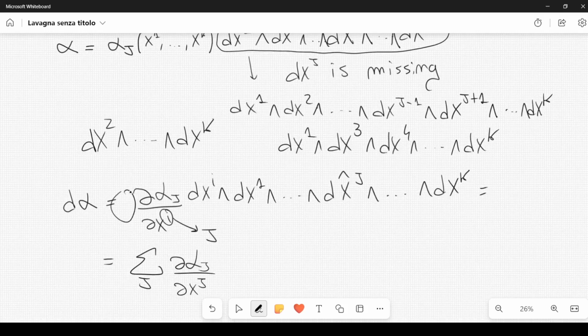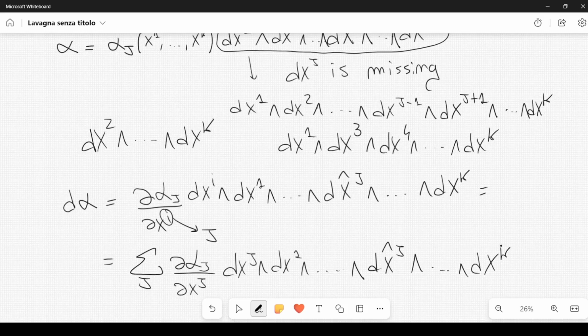Usually when I don't write summations, the indication that we need to sum over j is implicit in the fact that there is one lower index and one upper index. But when we have 3 indices, it's not so clear what we need to do. So I'm going to stress it by putting the summation over j here. And then I have dxj wedge dx1 wedge ... wedge dx hat j, which is a formal way of saying that dxj does not appear here. It appears here. Then I have wedge ... wedge dxk, like this.